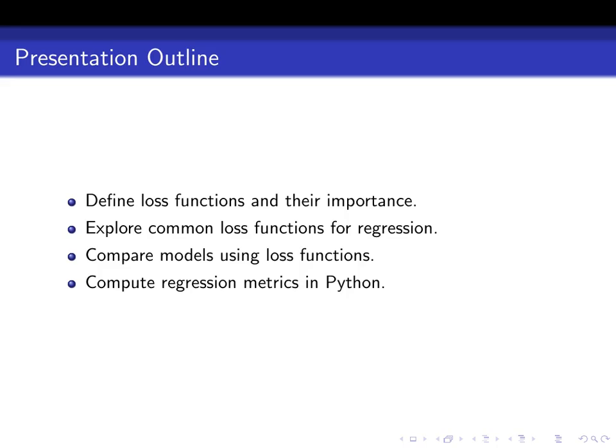First, we'll define what loss functions are and why they're important. Then, we'll explore common loss functions used in regression, such as mean squared error and mean absolute error. Next, we'll learn how to use loss functions to compare models and evaluate their performance. Finally, we'll look at how to compute these regression metrics in Python. By the end, you'll have the tools to assess and improve your regression models.